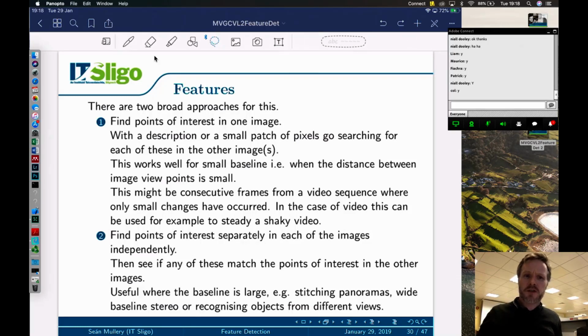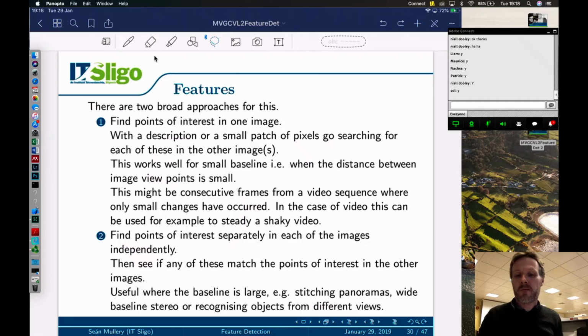So our second approach is to find points of interest separately in each of the images. Okay, so go to the first image, find interesting points. Go to the second image, find interesting points. Now you've only got a small set of both. And then what you do is you see if any of these seem to match each other, if they look like each other.